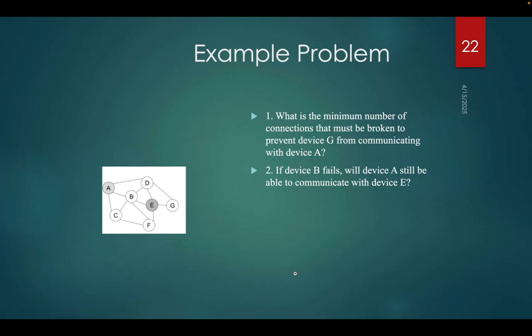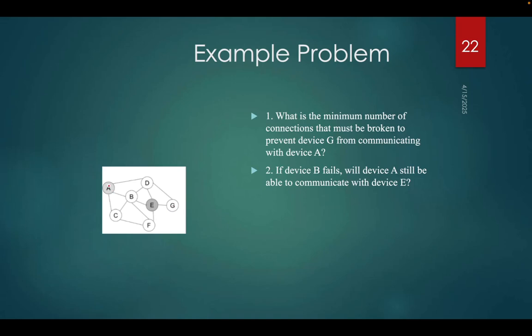Yeah, so let's do a bit of practice problems. Here we have this diagram over here. This is a very common APCSP question that you should be good at. What is the minimum number of connections that must be broken to prevent device G from communicating with device A? Basically, we need to find all the devices that we're using to connect device G to device A.